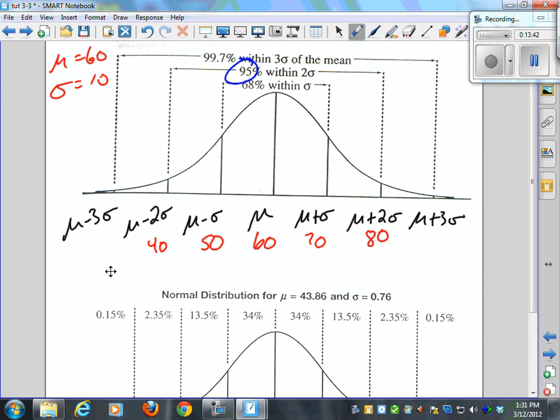To include them, we'd have to go wider. We got mu plus 3. Now we're at 90 here. Here we're at 30. 99.7, really? Almost 100% are within 3, so 99.7% are between 30 and 90 on the test. Does that make sense? Yeah? Now, again, that's just an example. Dylan, does that example make sense?